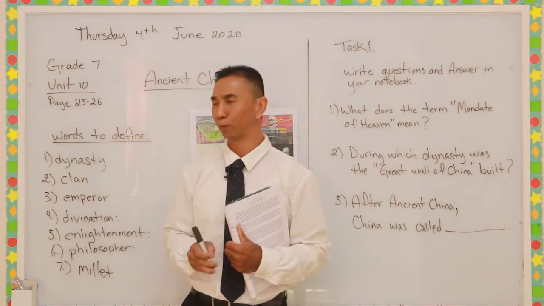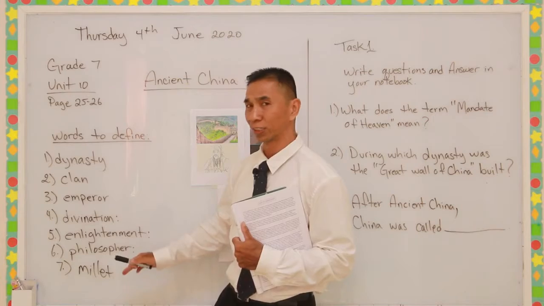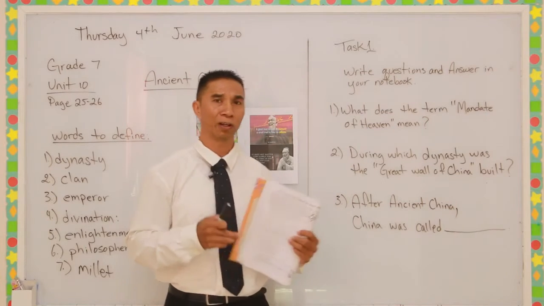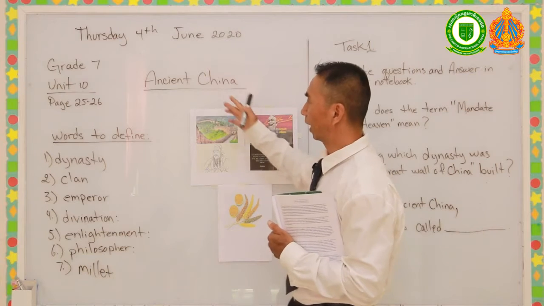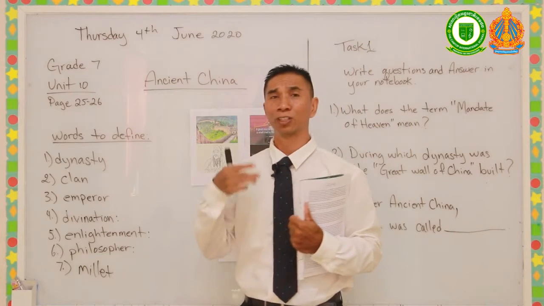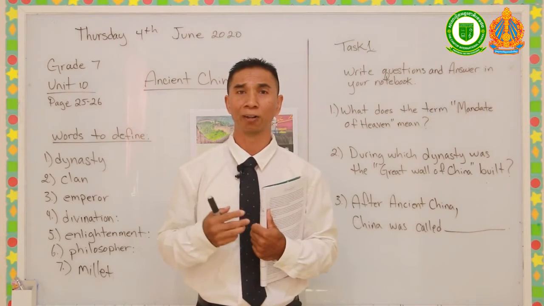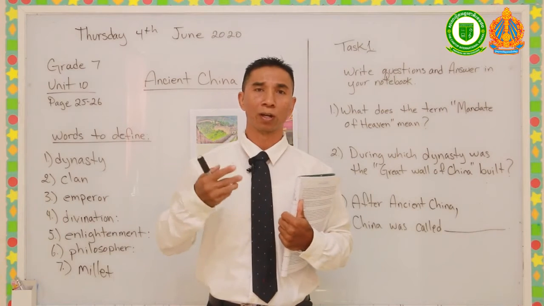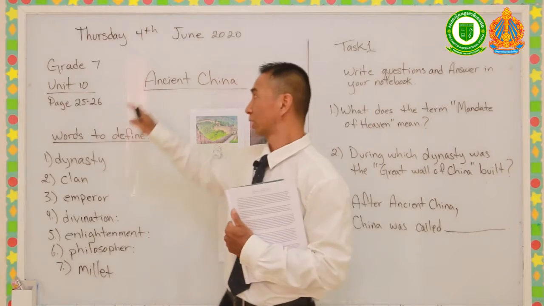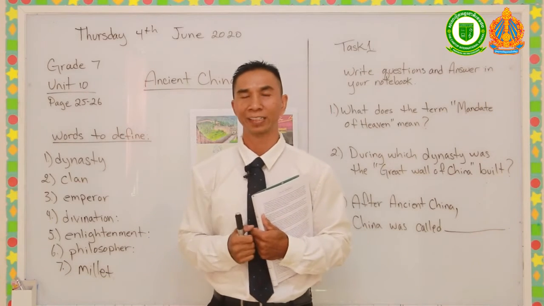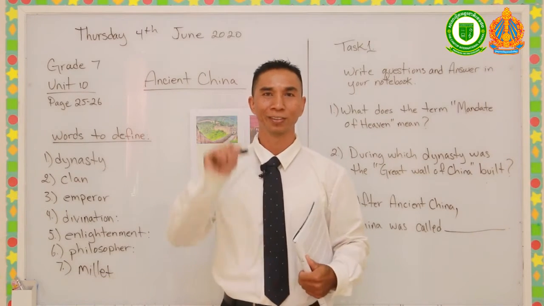You will be given 30 minutes to define all these words and answer these questions. In our second video, we will talk more about Confucius and ancient China, where we can go into detail how China was built, or how China developed itself from an ancient civilized country to this modern day China. Till our second video, goodbye.